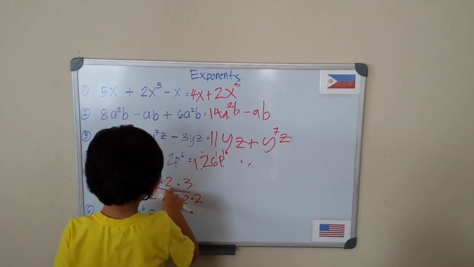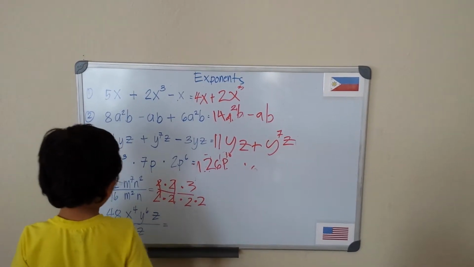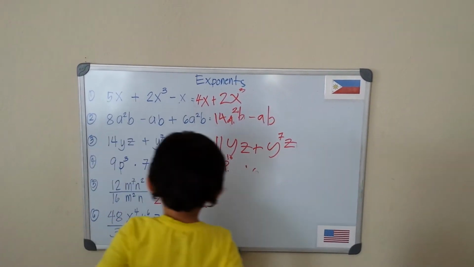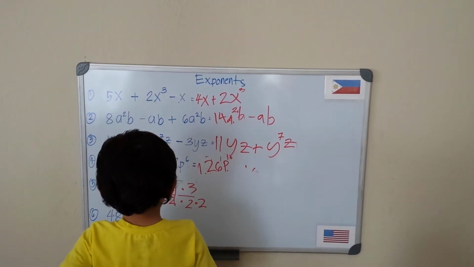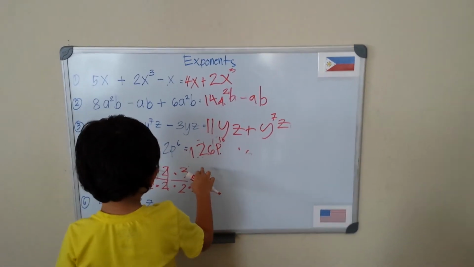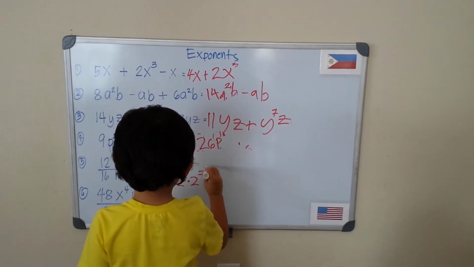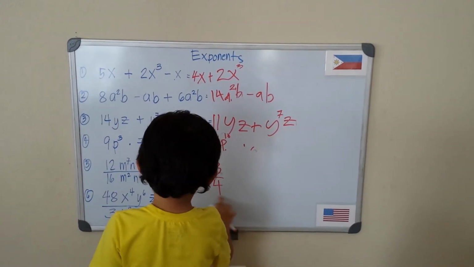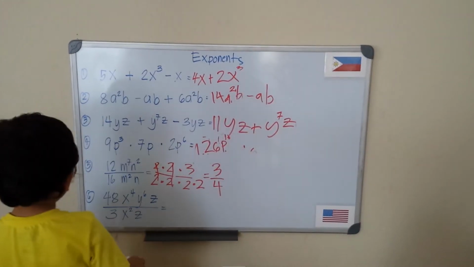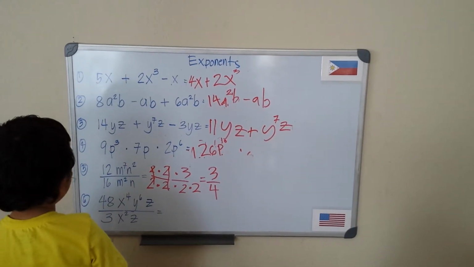Okay, so I can see we cancel off 2 halves, not half, just 2 halves. So what I got left is 3 over 4. So that's what we got when we prime factor 12 over 16.